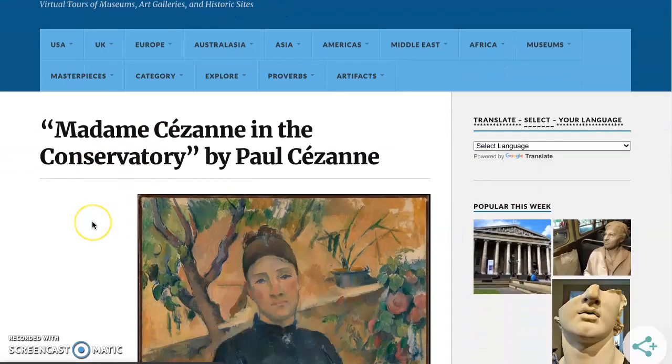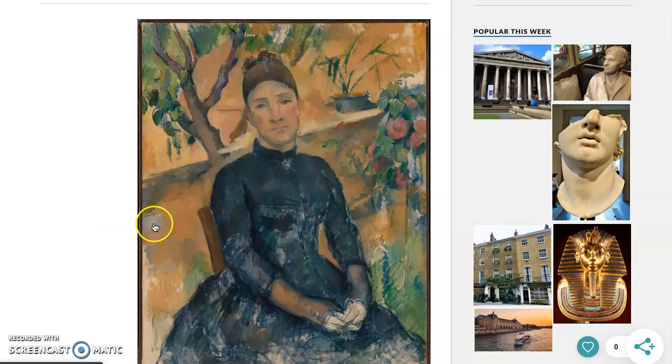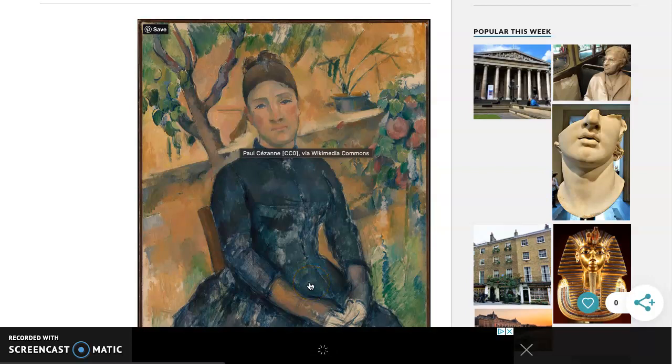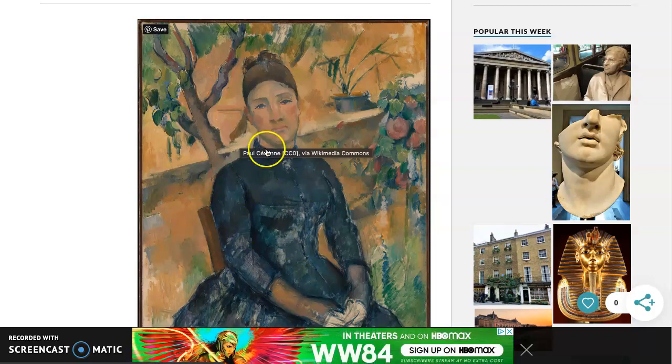Madame Cézanne is an example of a pyramidal plan, okay, where you have a point at the top and a wide base at the bottom. This plan tends to suggest something heavenly, something angelic, something pointing up, with a solid base at the bottom.